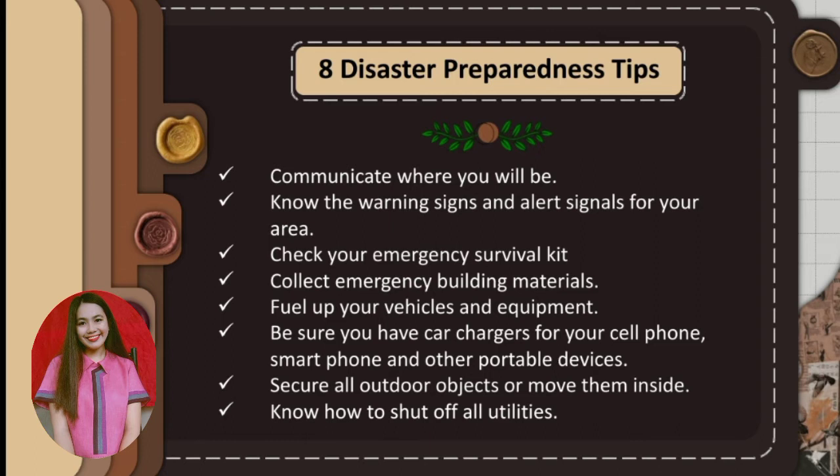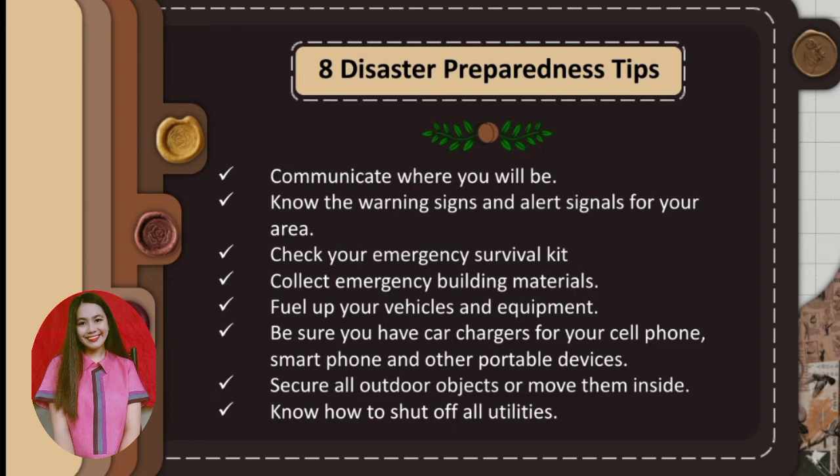Seventh, secure all outdoor objects or move them inside. Grills, patio furniture, and flower pots are common household items that can become airborne in high winds. Do not use grills inside or store propane tanks inside the house or garage. Business owners should also remember to secure outdoor signage, benches, and equipment to help minimize potential damage.